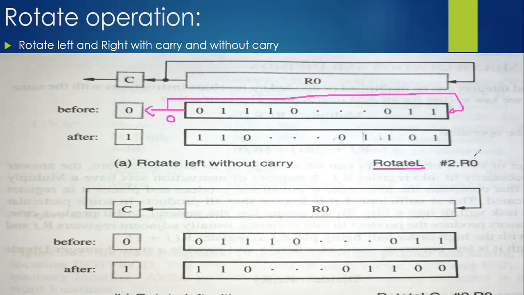So this is how: hash 2 comma R0. R0 is the destination. How many times we need to perform the rotate operation will be identified by the count. Now, this is the example for with carry. So here we are having rotate left C. C stands for with carry. Rotate left with carry. So here also we are having hash 2 comma R0.